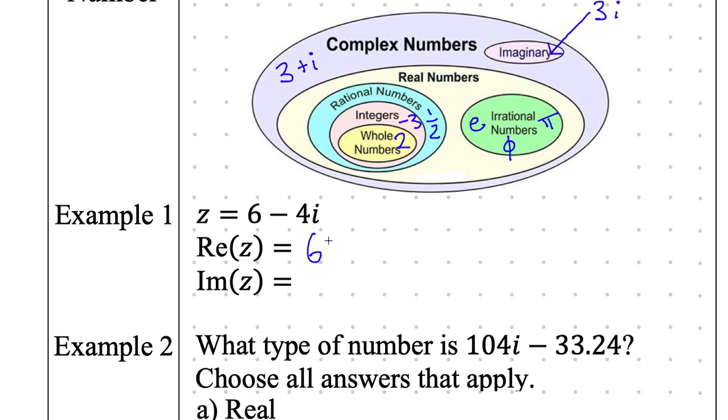Who can tell me what the imaginary part is? Do you have a card? Yeah. Jaden. 4i. Careful. It's not including the i. Careful. No. Negative 4. There it is.